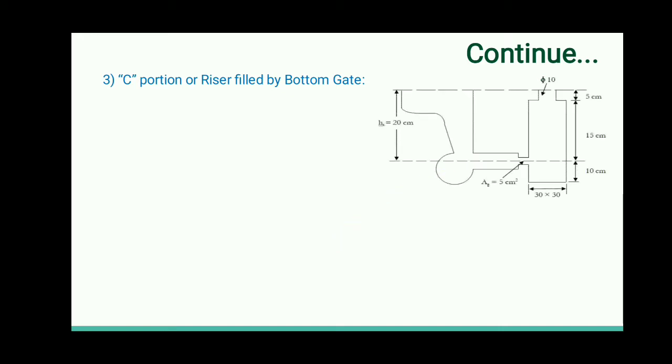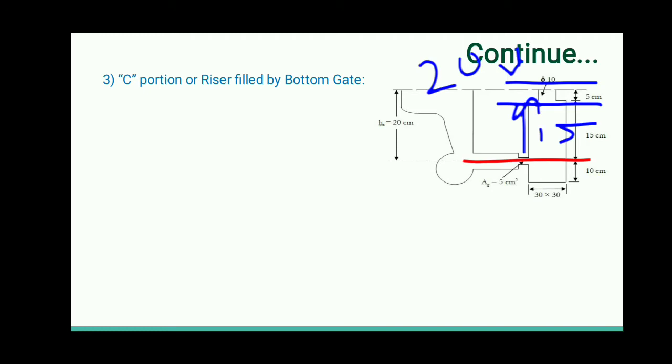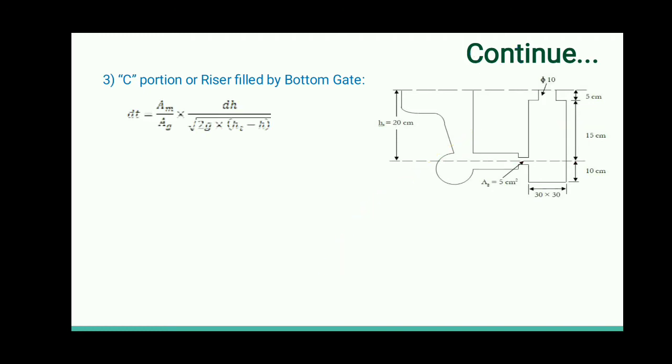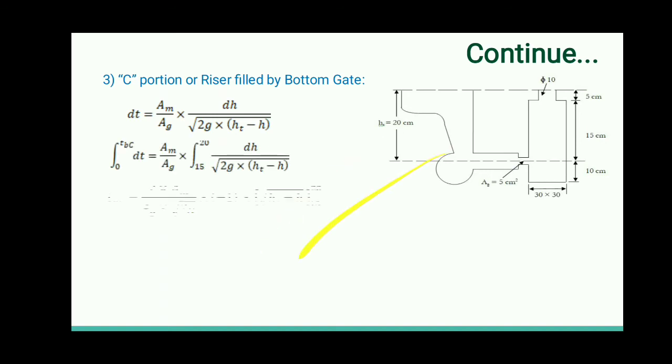So now the height we are calculating from the parting line. So the datum level is the parting line, but this height is varying from 15 centimeter to plus 5, that is 20 centimeter. Okay, so this is only the difference. So when you integrate it, we have to put these values.